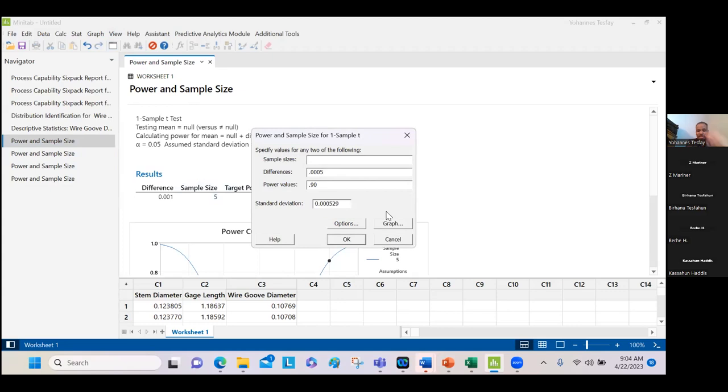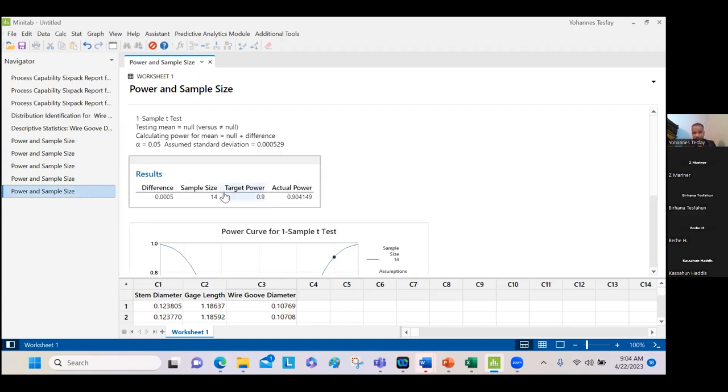If my effect size was 0.0, which is greater than the standard deviation. Okay, standard deviation. That's why I'm gonna just add here 5 just to match at least the standard deviation. That is how much I want to close to the true parameter. And 90. Then I'm gonna say okay, so 14. 14 is good for me now.